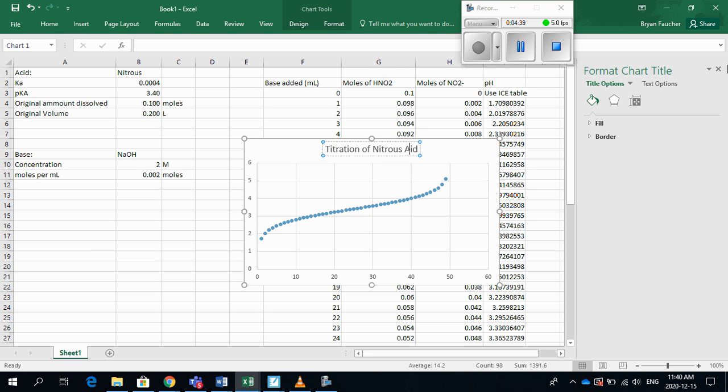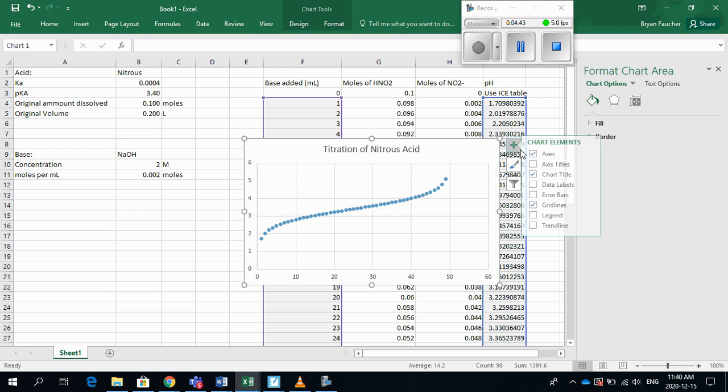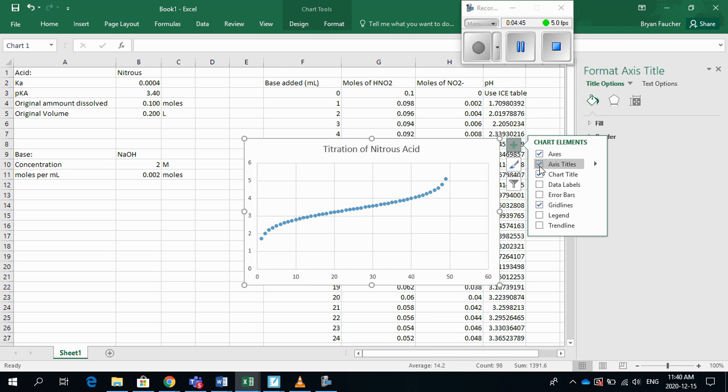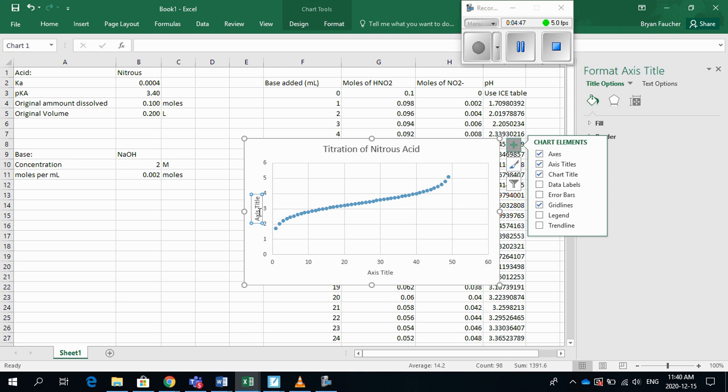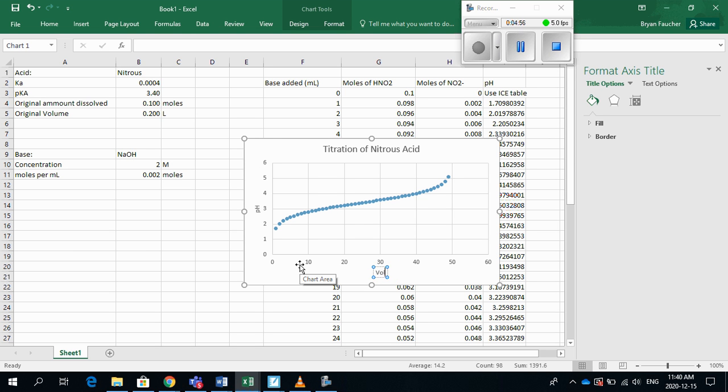I can label all my axes. So if I want to add some axis labels here, then I can call this the pH, because that's what it is. And I can call this the volume of NaOH added. And then I'm pretty good to go.